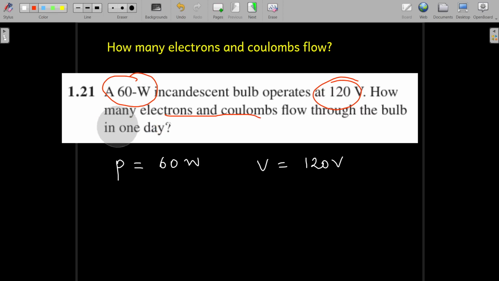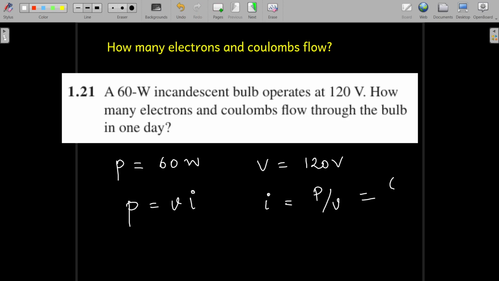We know the formula for power: P is equal to V into I, the product of voltage and current. Current is not known, but P and V are given, so we can find the current I. I is equal to P by V, which is 60 watts divided by 120. That is 1 by 2, so I is equal to 0.5 amps. So we got the current now.